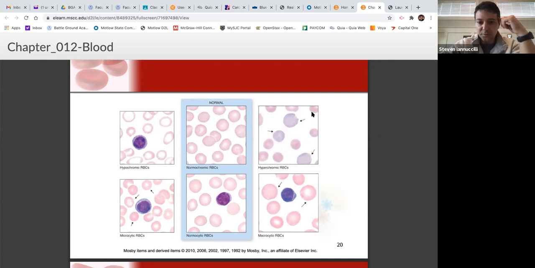And here are the other normal red blood cells. And over here, you get the opposite, right? If you have hypochromatic syndrome, or if you have little amounts of hemoglobin, you have large white circles in the middle because you're lacking the hemoglobin in the center to give you that coloring.